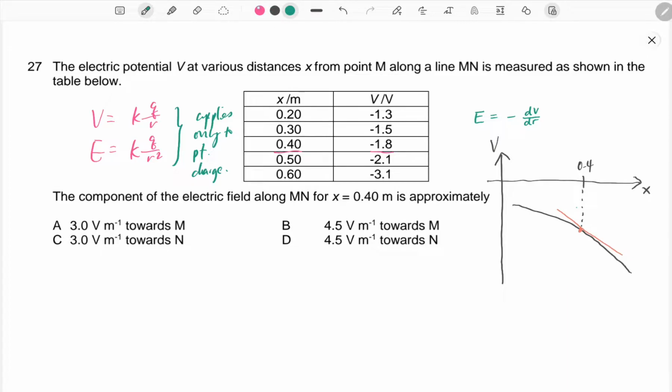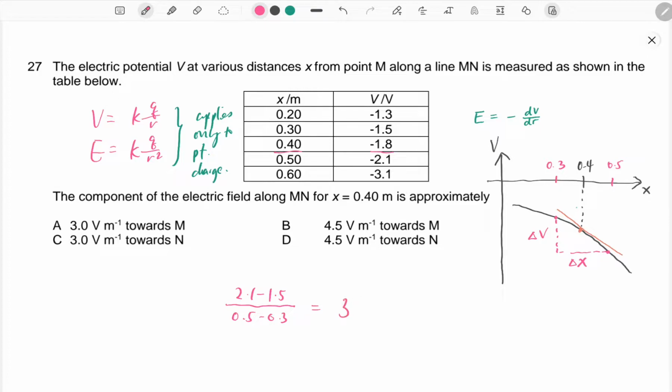Instead, we will use the idea that perhaps we can use the neighboring points, because we know the values. So this is for 0.3, and this is for 0.5, and then find out what is the change in V, and here the change in X. So we take the gradient of these two, so you have 2.1 minus 1.5 divided by 0.5 minus 0.3, so that gives you 0.6 over 0.2, so that will give you 3.